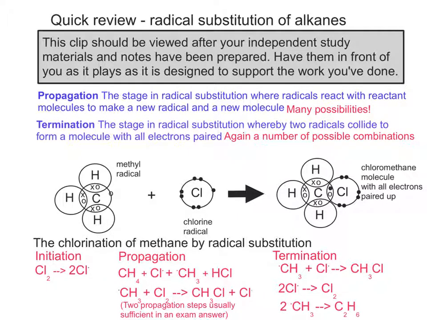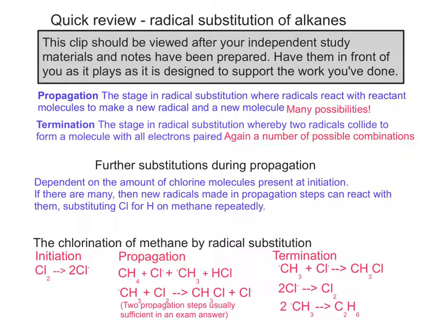as well as getting 2 different radicals reacting with each other, like I've done in the dot-cross diagram, you could also get 2 of the same radical reacting with each other, such as 2 Cl radicals making Cl2 again, or 2 CH3 radicals making ethane C2H6. So like I said, there's a number of possible combinations, and I've also mentioned the many possibilities you have with propagation as well. I want to take a little bit more time to go into that now.